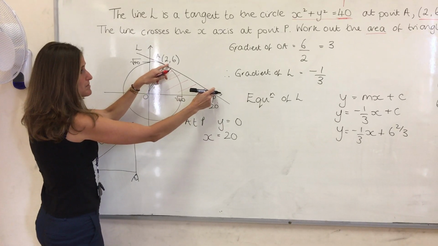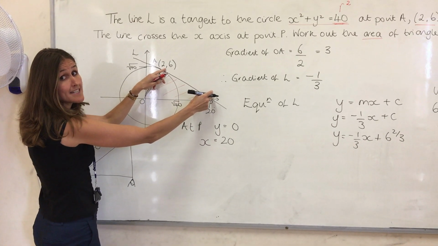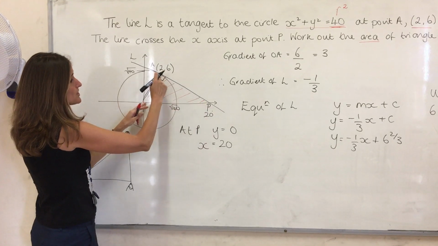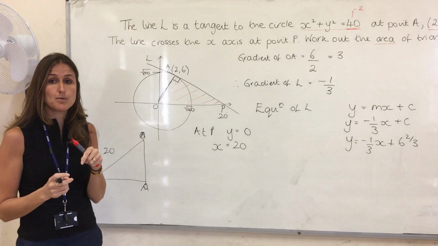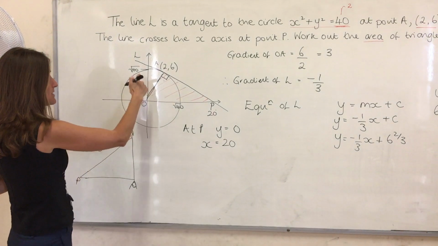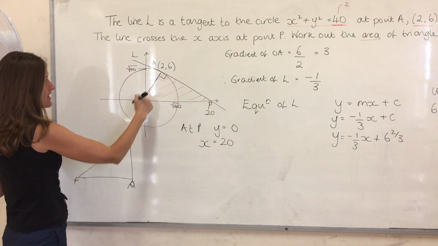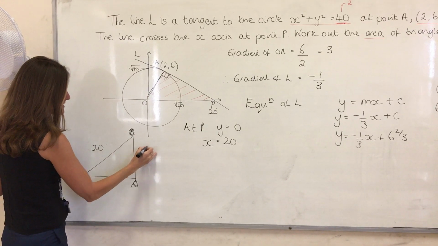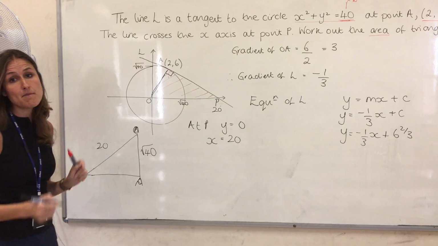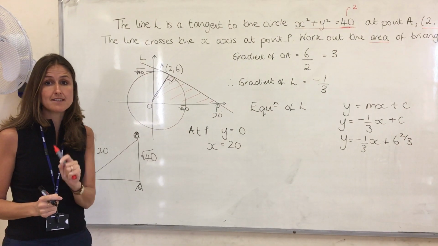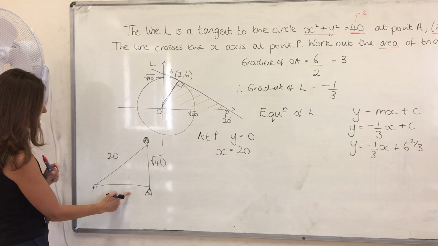I don't know at the moment this distance here, which I'm going to need to work out my area, but I do know that this distance, O to A, is actually the radius of the circle. The circle radius we know is root 40, so O to A is also root 40. But I need this. Remember, for the area of a triangle, you need half times base times height. This is my base.